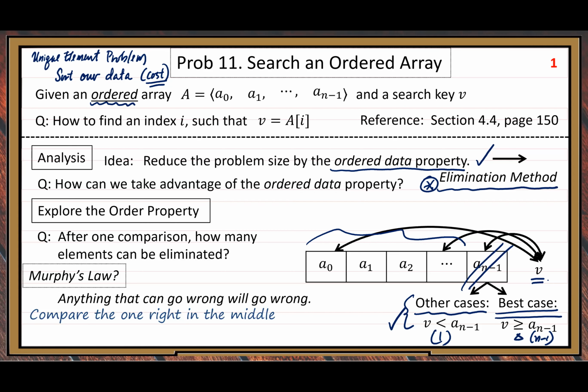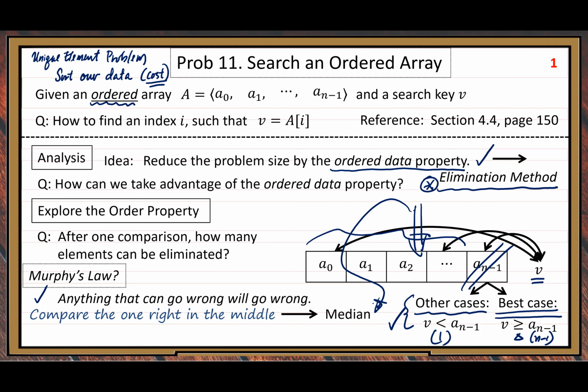Then now we modify our first comparison way. We like to compare the one right in the middle. This time we choose the first element to be compared to be the element right in the middle. That element has a name called a median. We compare V with the median of the array.